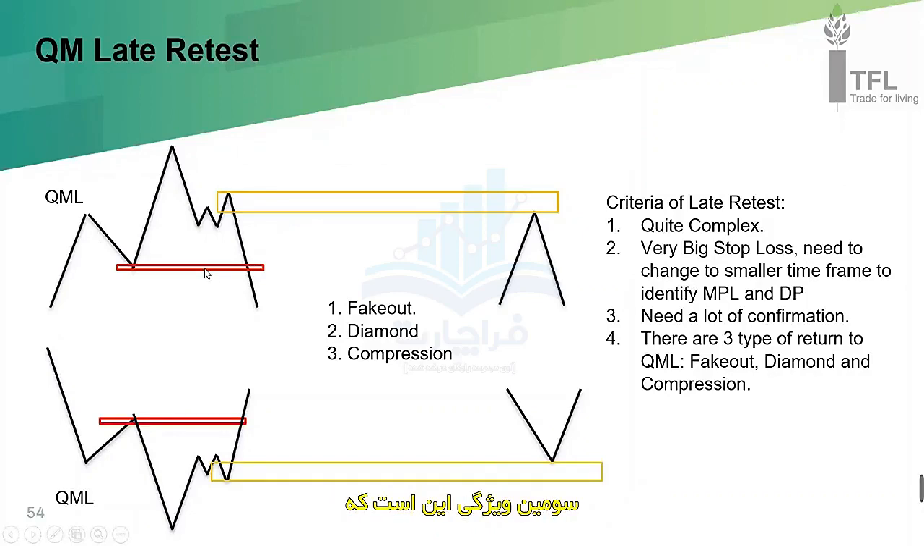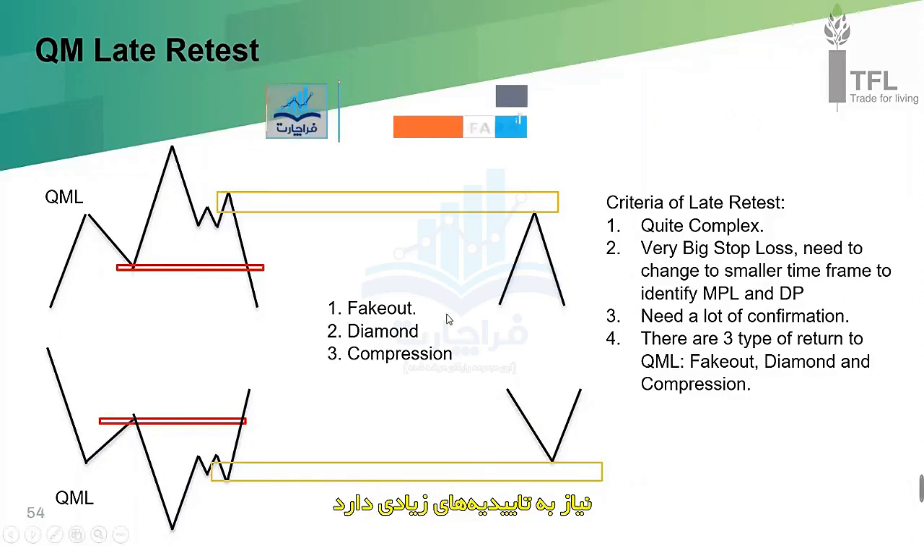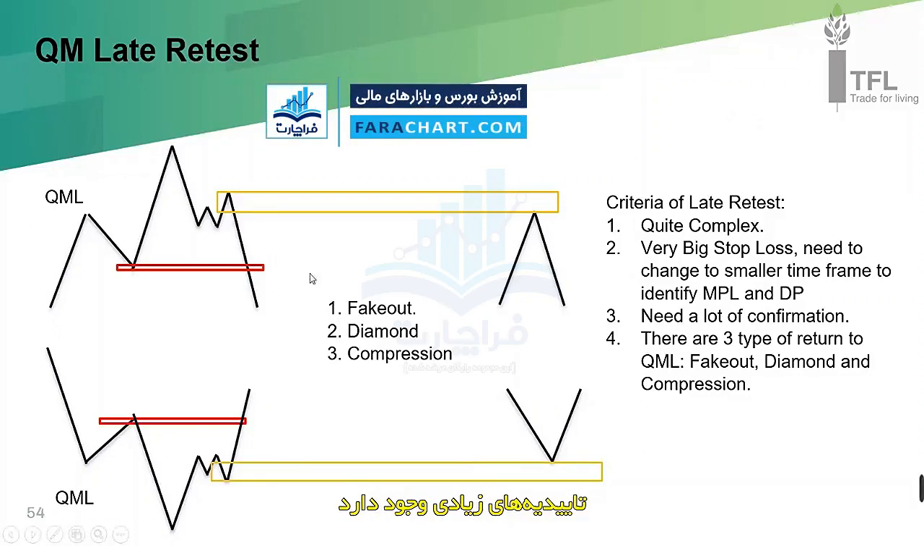All right. So the third criteria is that it needs a lot of confirmation. There is a lot of confirmation. You can maybe switch to the higher time frame, like what I explained earlier. There's an engulfing pattern.